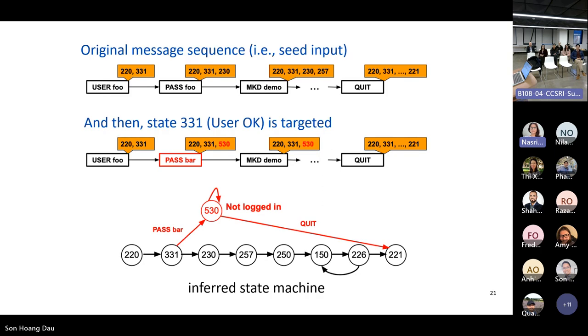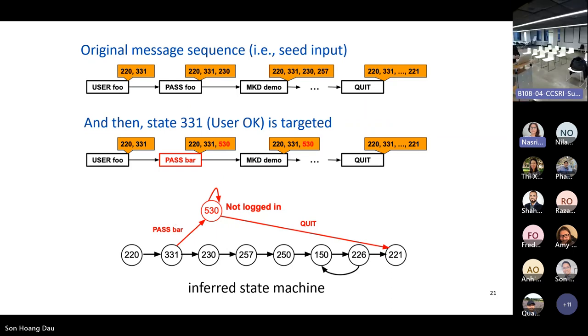So go back to the previous example. This one is the original message. And after doing some mutation, instead of using the correct password, we change it to a wrong one. We can explore a new transition. We have a new state, which we add to the state machine, and we have the transition and the input that helps us trigger the new state. With all of this, we can explore more, and eventually we have more states, more transitions, more inputs, and hopefully we trigger some bugs or vulnerabilities in the system.